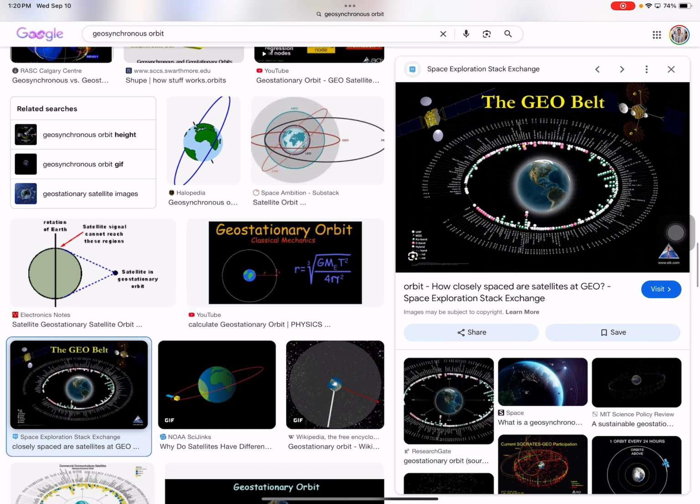See, there's a good image. See all those satellites? How come there's multiple satellites there? Want to get into a problem? So here's one satellite, here's another satellite. If they're close enough, you shoot a beam.